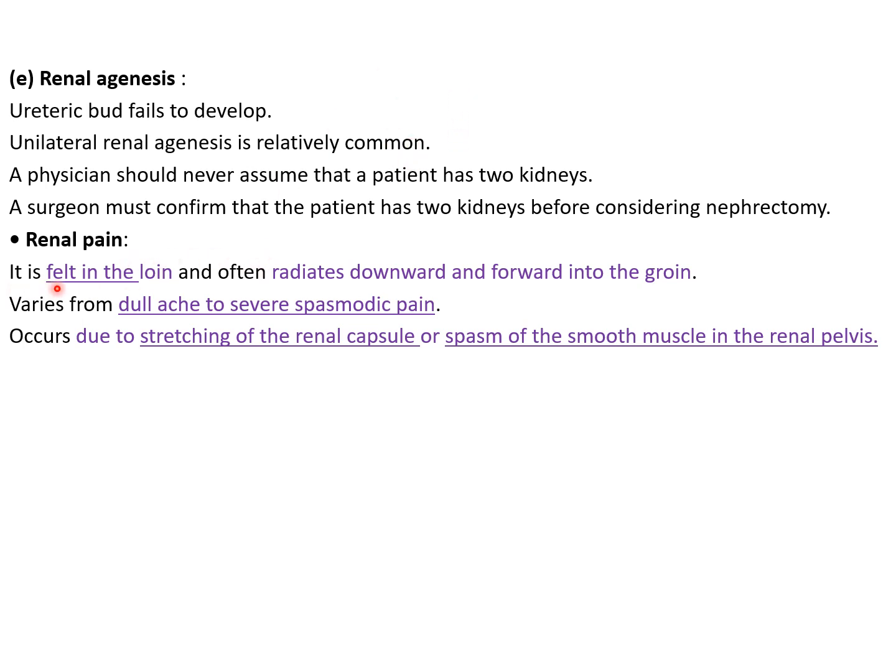Renal pain is pain felt in the loin, and it may radiate downward into the groin. The renal pain varies in nature from dull ache to severe spasmodic pain, and the renal pain occurs due to stretching of the renal capsule or spasm of the smooth muscles of the renal pelvis.